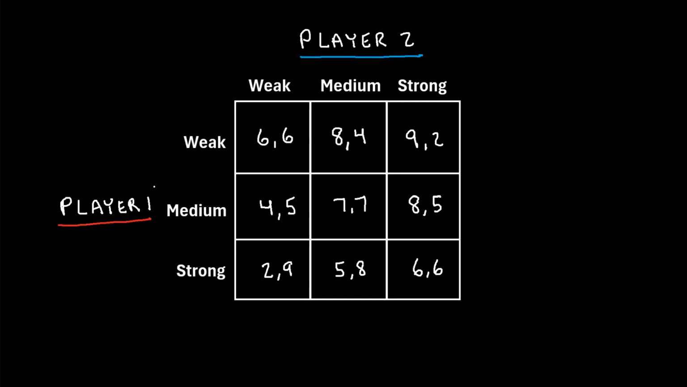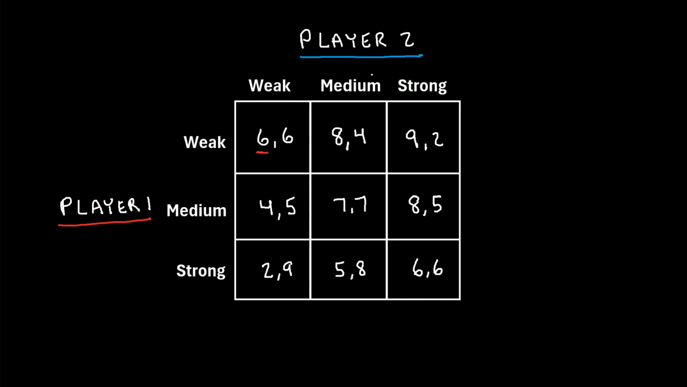The way we're going to do that is we're going to say, okay, let's imagine we're player 1. If I'm player 1, I'm going to analyze the actions of player 2. So if player 2 chooses weak as their strategy, should I choose weak and get a payoff of 6, medium and get a payoff of 4, or strong and get a payoff of 2? Well, the best payoff would be the 6 right here. That's the highest value. So I should choose weak as my strategy. So let's go ahead and underline that in red.